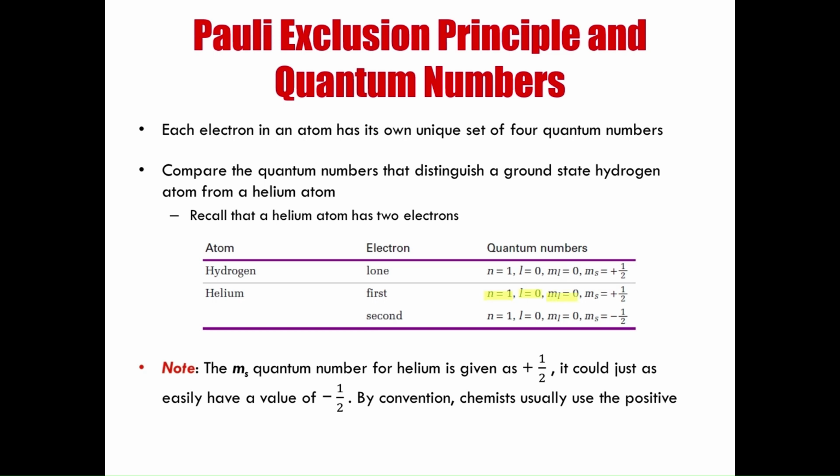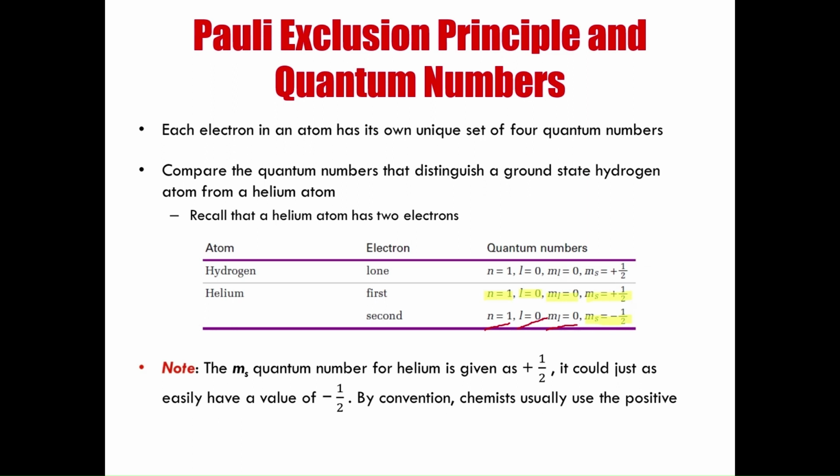For the first electron, I'm going to note it as MS equals positive 1/2. The second electron will have the exact same set of quantum numbers. However, its MS is going to be equal to negative 1/2. So you can see it's also an energy level 1. It's also going to be in the s orbital because that s orbital can hold a potential of 2 electrons. And the orientation again is of course going to be 0.